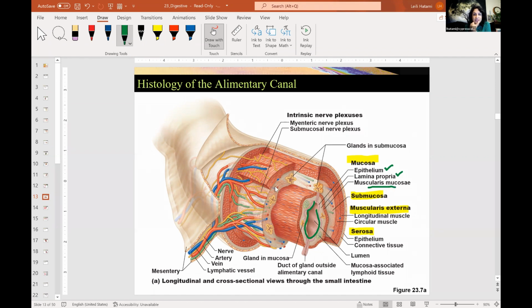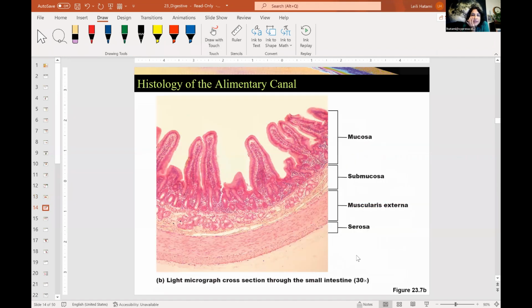After that, you can see another connective tissue layer, which has the submucosal nerve plexus, blood vessels, and lymphatic vessels. It's the submucosa, and you can see two different layers of smooth muscle, one circular and one longitudinal, which make our muscularis externa. And between these two layers, there is a nerve plexus, which we call the myenteric nerve plexus. The outermost layer can be serosa, which is epithelium and connective tissue, or can be adventitia. Okay. This is a microscopic picture of the alimentary canal, in which you can see the mucosa layer, the submucosa, muscularis externa, and then the serosal layer.